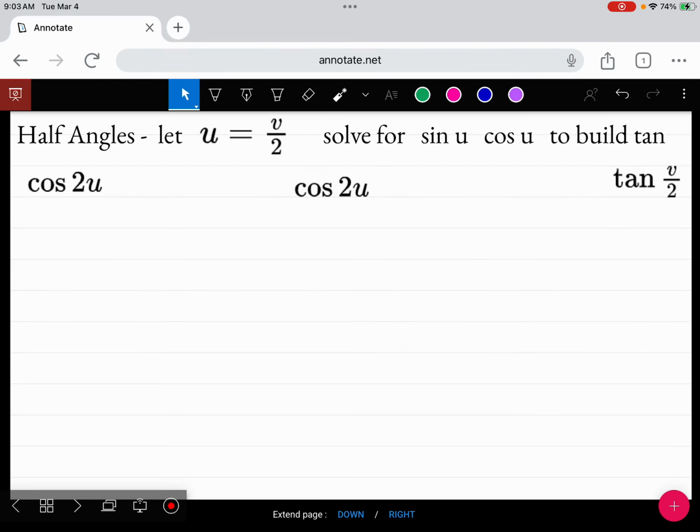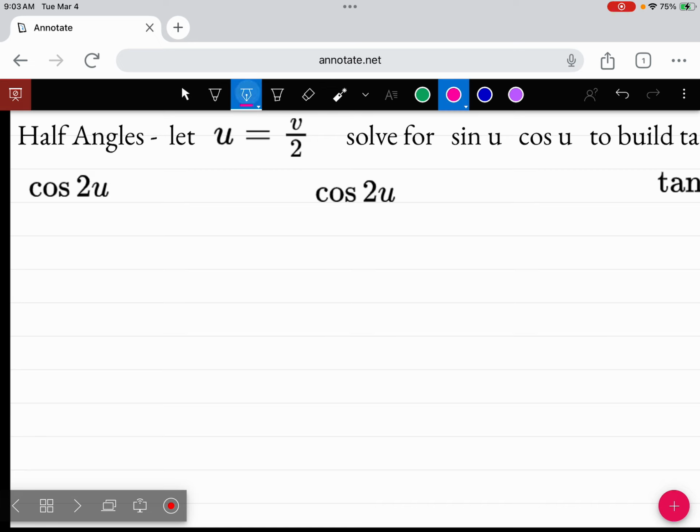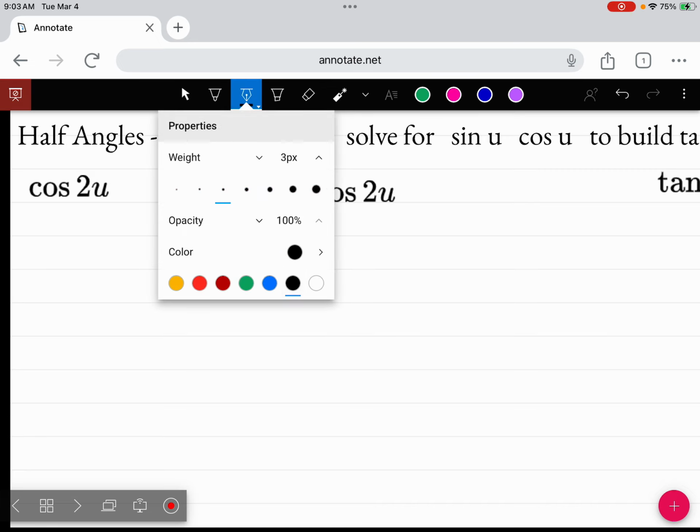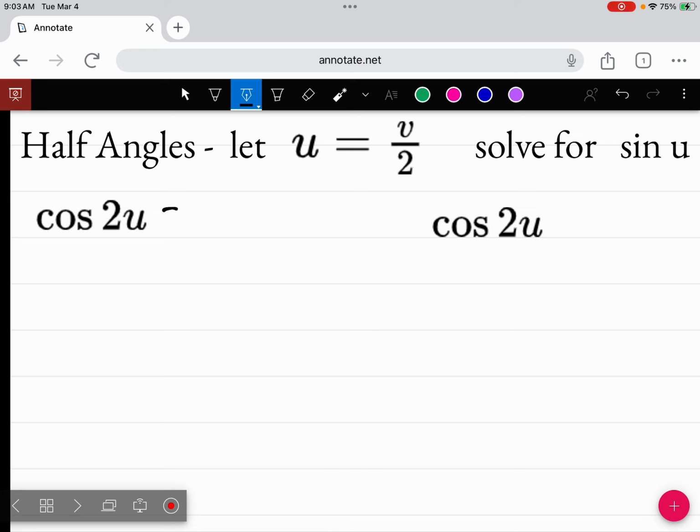So what I'm going to do is start with cosine of 2u. I'm going to save this for the end, doing a substitution. I'm going to take my cosine of 2u and grab our cosine formula that uses just sines. I'm looking at my double angle formula from yesterday, where we have 1 minus 2 sine squared u, right?